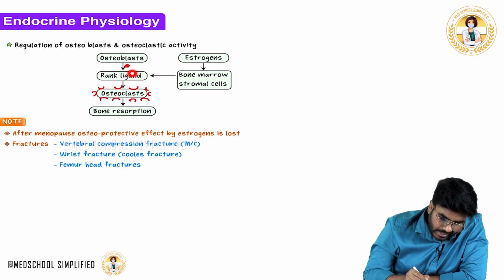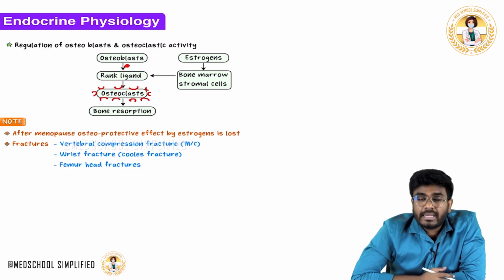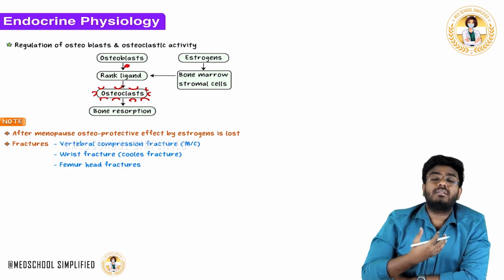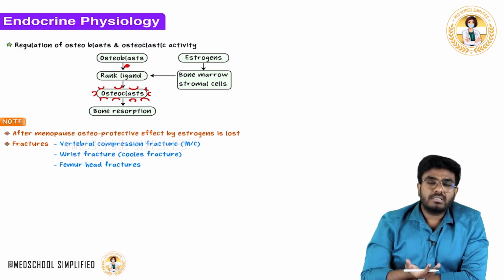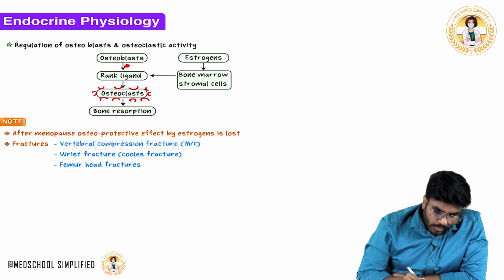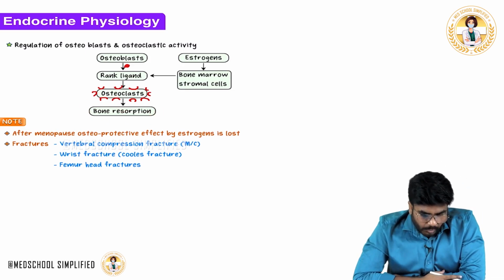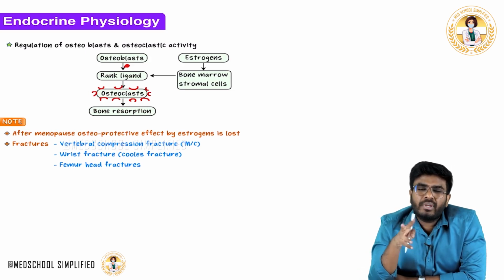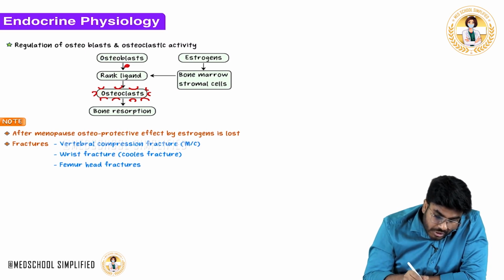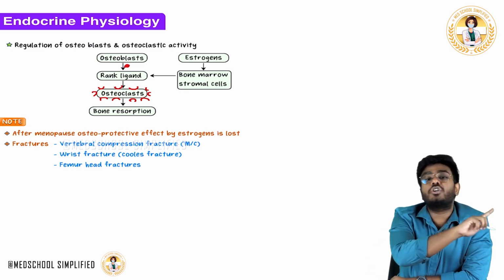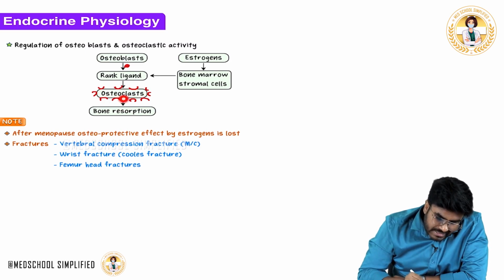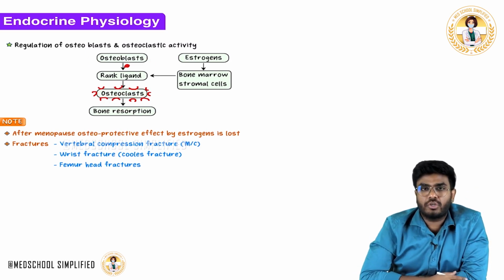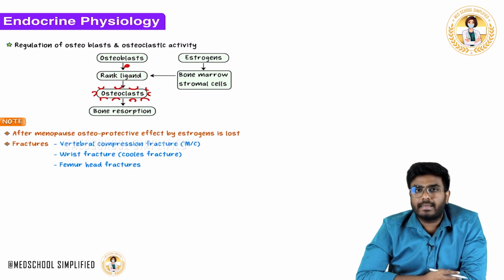RANK ligand is coming from the osteoblast. It binds with the osteoclast, and when it does, it activates the osteoclast. Now these osteoclasts are going to do the bone resorption. What I want to put into your mind is that students usually think osteoblast and osteoclast are opposite cells doing opposite actions. It's true, but the osteoclastic activity is regulated by the osteoblast, under the control of osteoblasts producing RANK ligand.